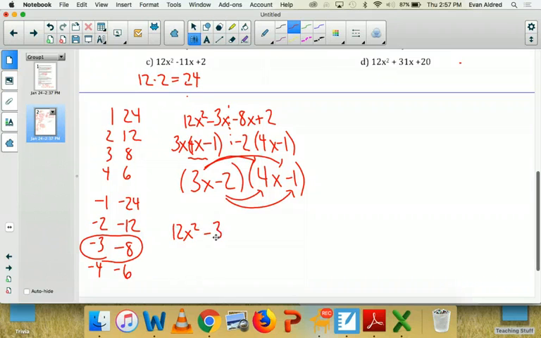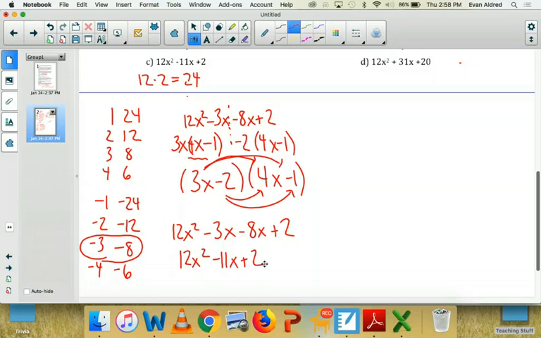3x multiplied by negative 1 is minus 3x. Negative 2 multiplied by 4x is negative 8x. And negative 2 multiplied by negative 1 is plus 2. When we combine our like terms, we get 12x squared minus 11x plus 2, which is the original expression. So even though I missed that coefficient 4 in front of x, on the left-hand side of the wall I built, I caught it, and then my check confirmed that that is correct. That's why the check is very useful. If you're ever unsure, do a check and make sure that what you have is correct.